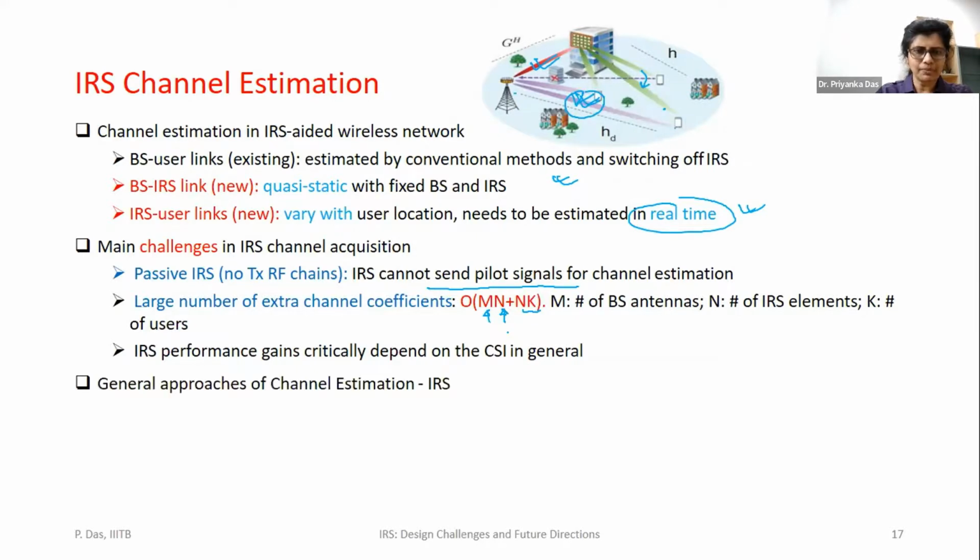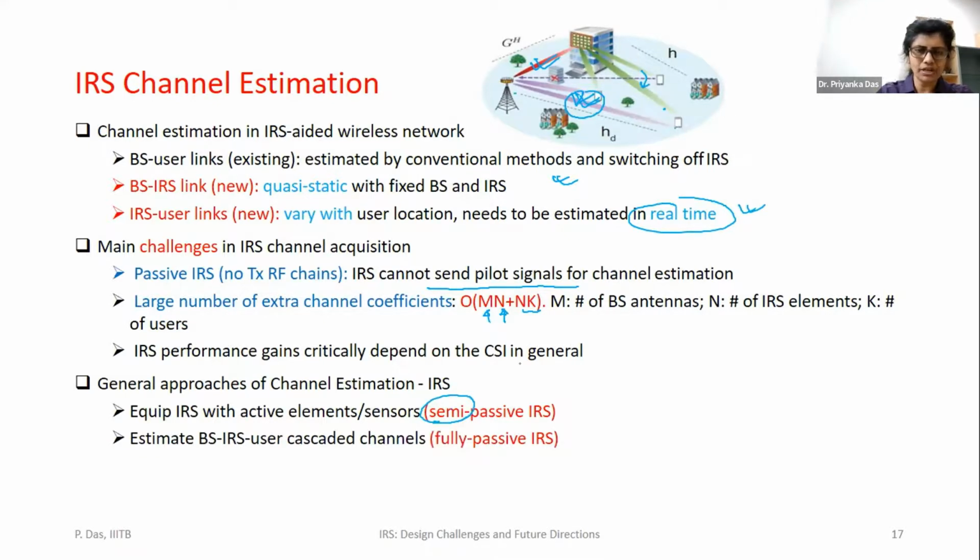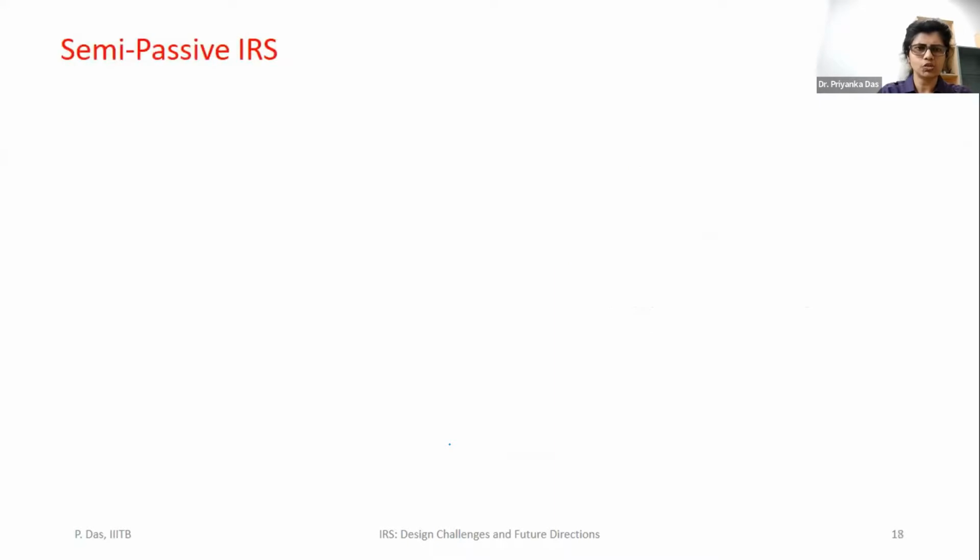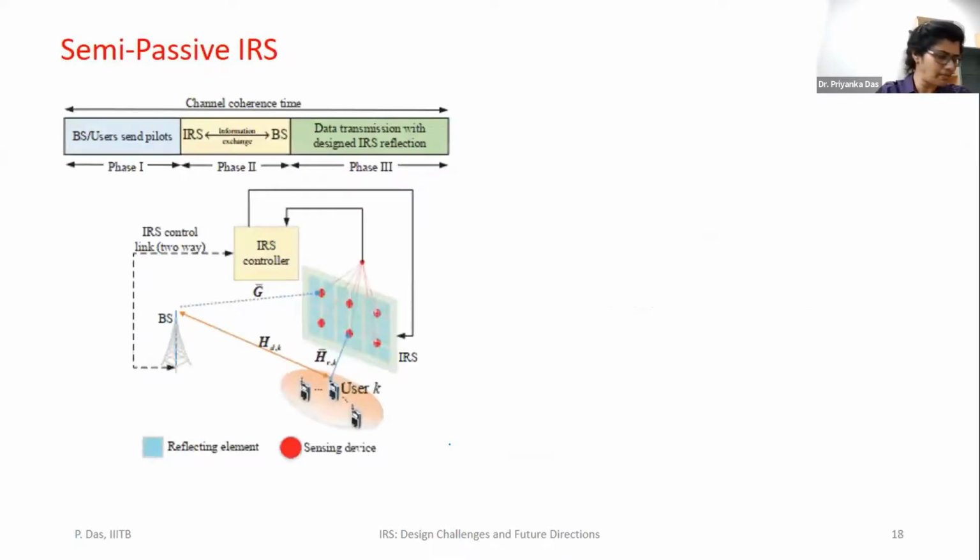Generally people approach two schemes. One is the semi-passive IRS. Here is a hint: we are introducing the term semi-passive, and we have to carefully see what we mean by that. And there is the fully passive IRS, which is the usual IRS. But what scheme do you follow for these two? So first, come to the semi-passive IRS.